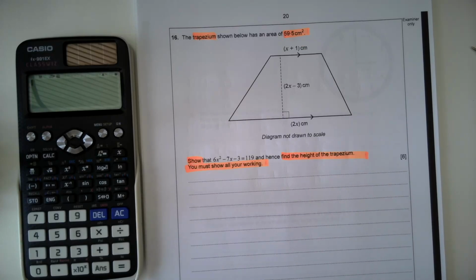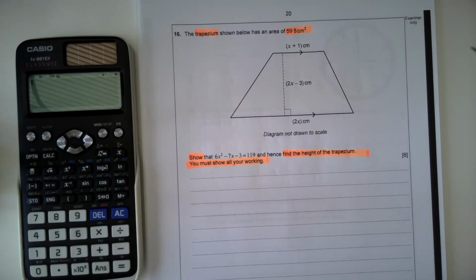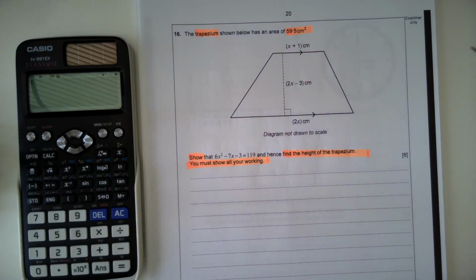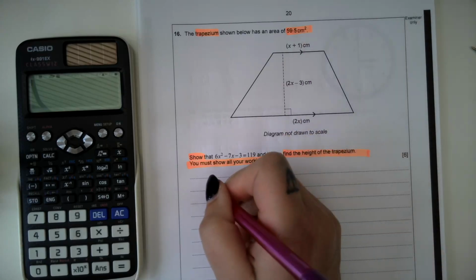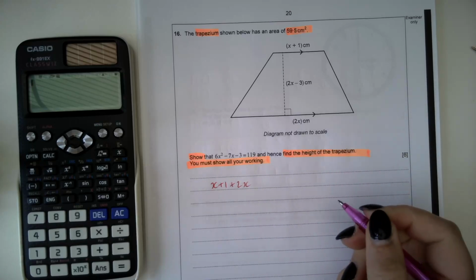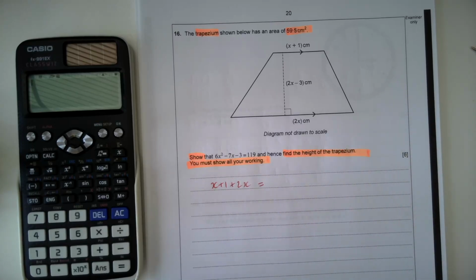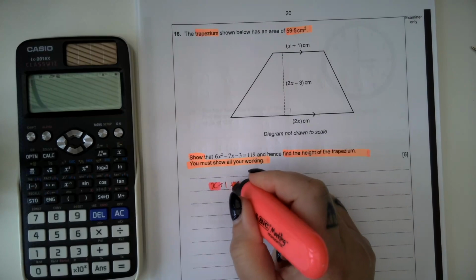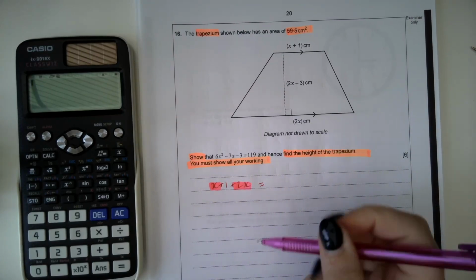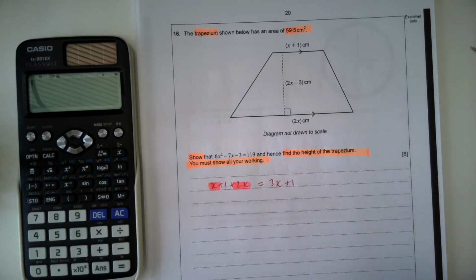So we are going to be forming an expression for the area of this trapezium because they've given us the area value. So we're going to start there. To find the area of a trapezium, the first thing we do is add the 2 parallel sides together. We have x plus 1 plus 2x. Collecting like terms here, guys. So you have x plus 2x. Remember, the sign in front sticks with it. So that's 3x plus 1.